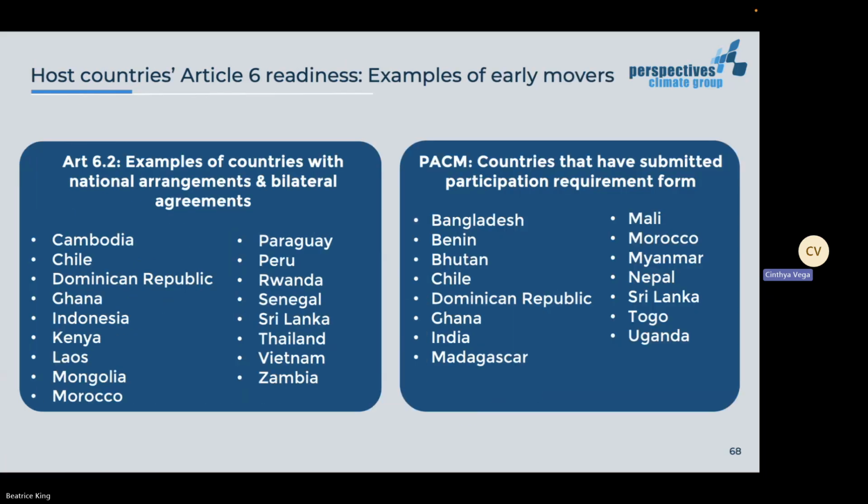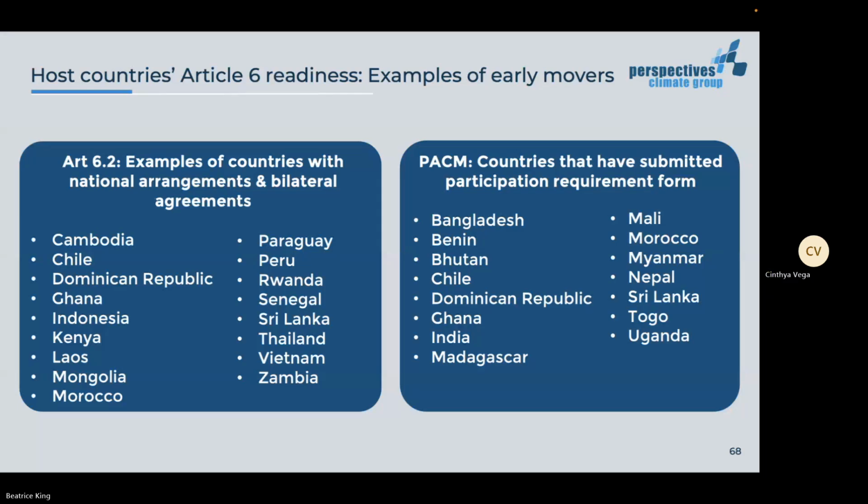Some host countries have shown really a good level of Article 6 readiness up to now. And these are just a list of examples of early movers. So under Article 6.2, we have countries such as Peru, Dominican Republic, Cambodia, Vietnam, and these are the countries that have already set national arrangements and have already communicated a number of bilateral agreements under which ITMOs can be authorized and transferred. Then in the PACM, we have also certain countries that have already submitted the participation requirement for it, and these include Chile, Ghana, for example, Morocco, Myanmar, etc.